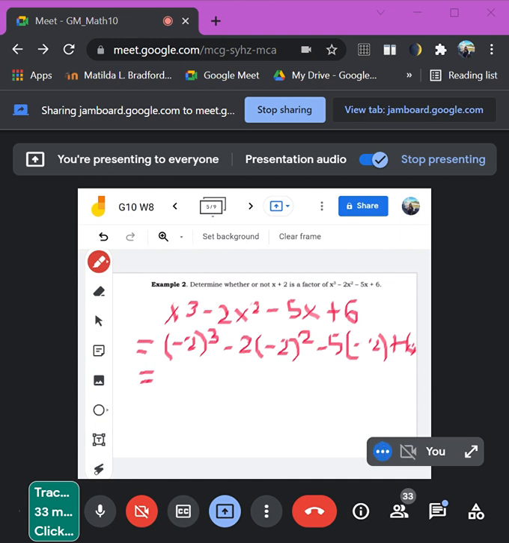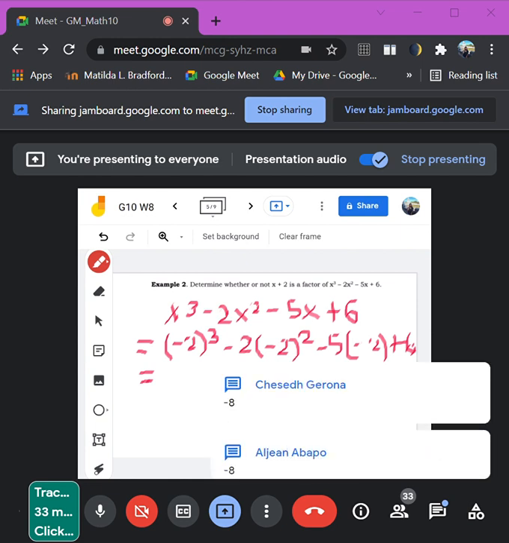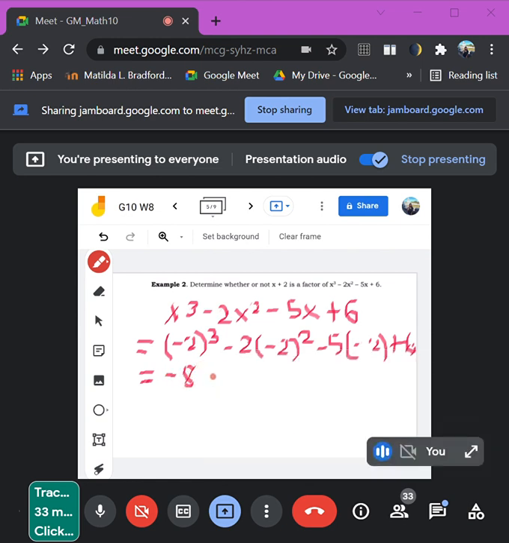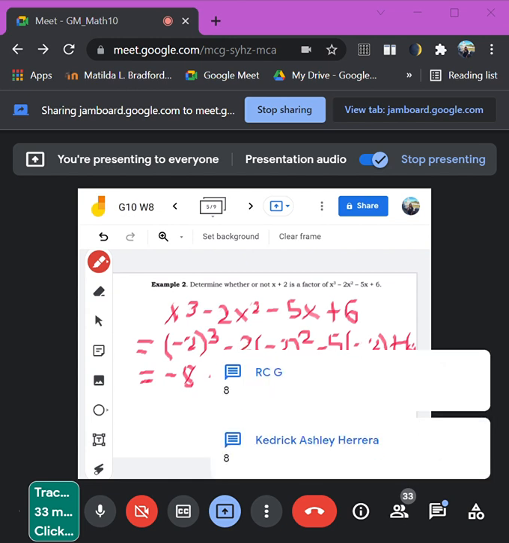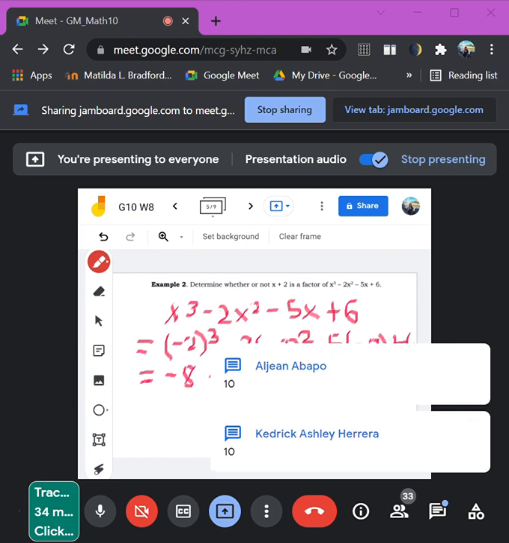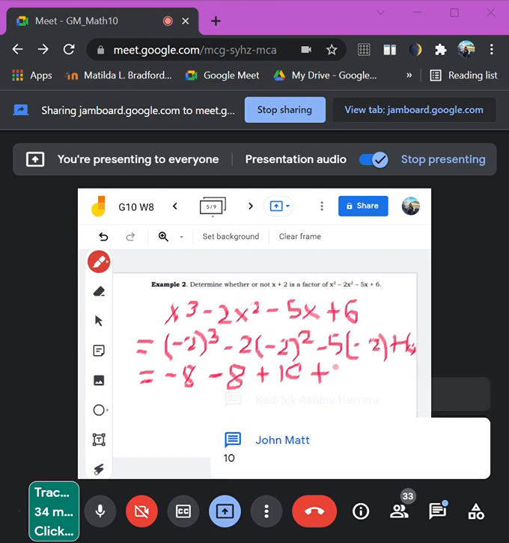So, you have there negative 2 cubed. What is the result? Negative 2 times negative 2 times negative 2, that is negative 8. And then, 2 times negative 2 squared: do the exponent first. Use PEMDAS, okay? Negative 2 squared, that is 4. And then, 4 times 2, that is 8. And then, you have there negative 5 times negative 2, that is positive 10. And then, we have here plus 6.